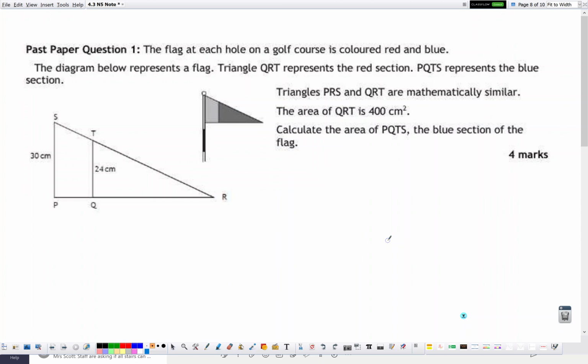So you need to make your own sketches and make sure they are the correct way round with all your correct information in the right place. That's really, really important here to be successful. So let's try this first one.